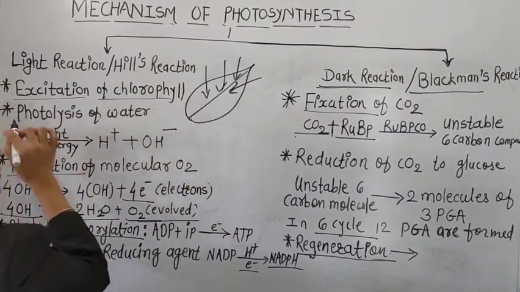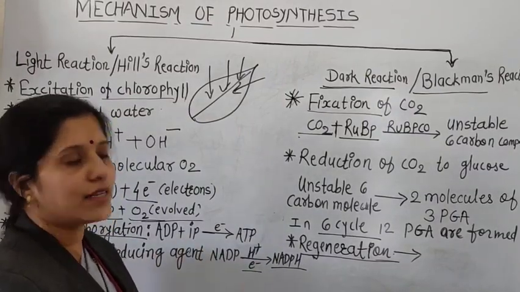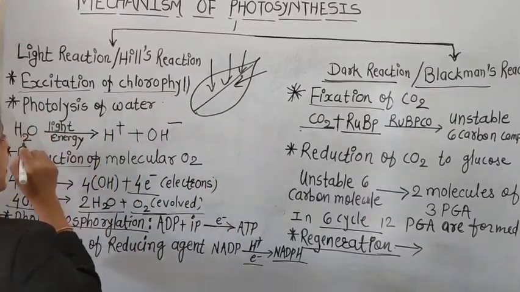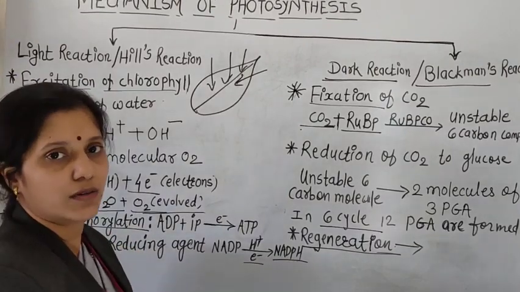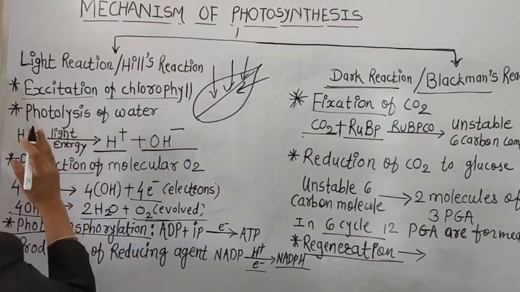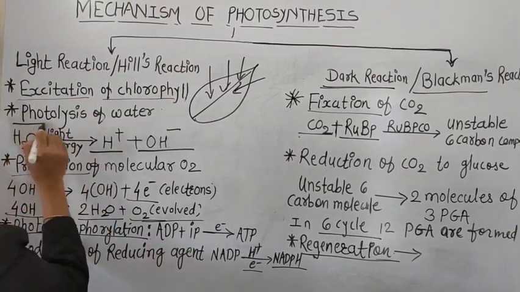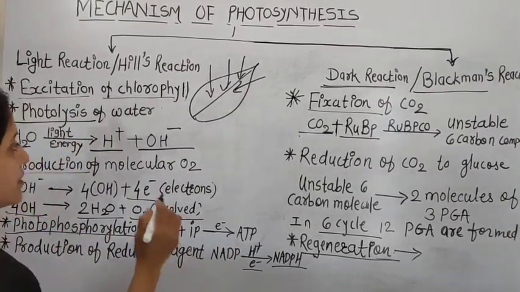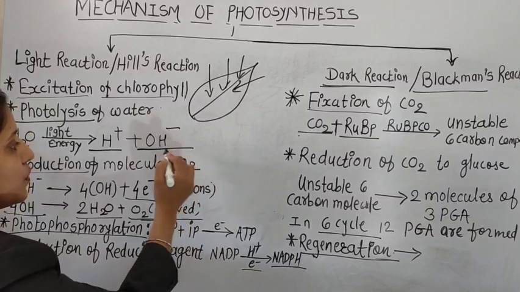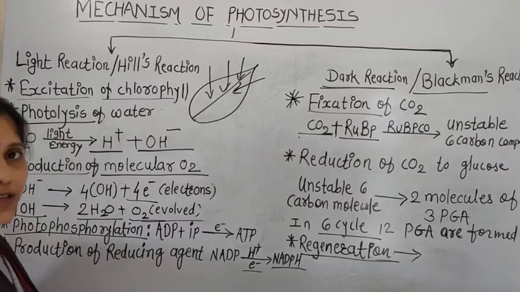After the excitation, the process of photolysis of water takes place. In photolysis of water, the energy absorbed by the chlorophyll molecule is utilized for dissociation of water molecule, or splitting of water molecule into hydrogen ion and hydroxyl ion. So photolysis means splitting of water molecule in the presence of light. Further, these H ions will be utilized in the formation of reducing agent and OH ions will form the molecular oxygen.